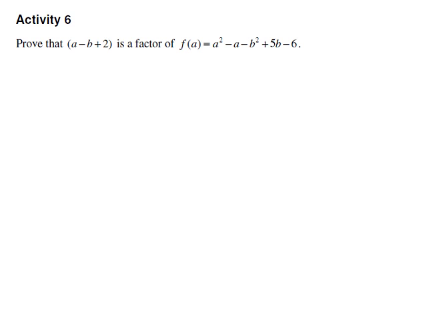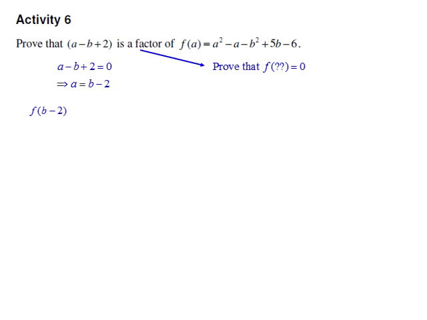In activity 6, we are asked to prove that a minus b plus 2 is a factor of f(a). So if we have to prove that something is a factor, then we need to prove that f of something is equal to 0. But what is that something? If we look at a minus b plus 2 and equate it to 0, and notice that f is a function of a, it means we need to solve this expression for a, so that gives me a is b minus 2. So what we need to show is that f of b minus 2 is equal to 0.